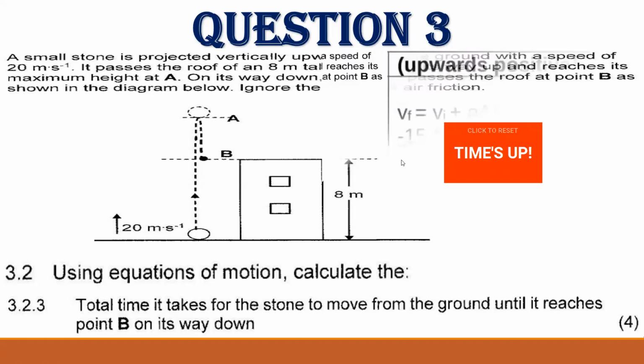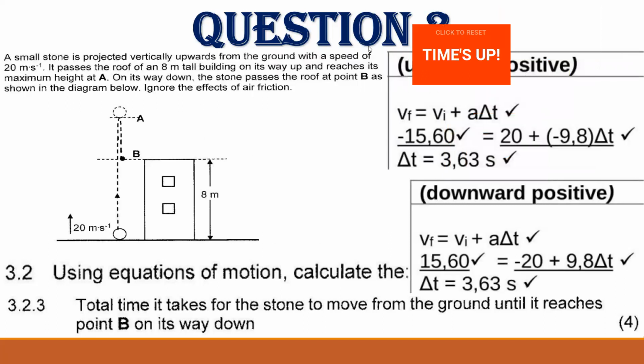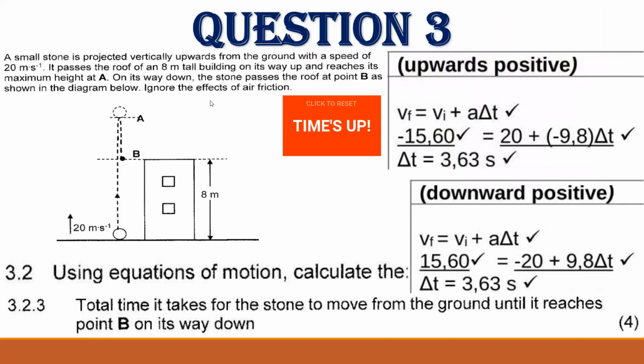Okay, now let's continue. We are looking for time from ground to B. Let's remember our steps. Step 1, we choose our direction. Which one is positive, which one is negative? One more time, let's say up, positive. Step 2, I'm choosing my initial position and final position. Initial position is ground, final position is B. And then I write down whatever I know on the question paper.